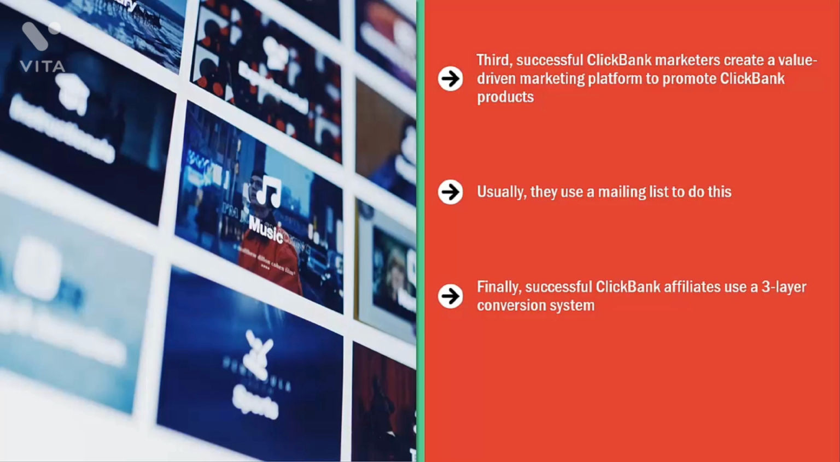Finally, successful ClickBank affiliates use a 3-layer conversion system. This is a highly effective content marketing system that markets to people in a way that doesn't offend them or turn them off. I'll describe this in more detail in the next video. What's important is that you understand that you're going to have to use high-quality content to deliver value to the lives of people you are trying to market to.